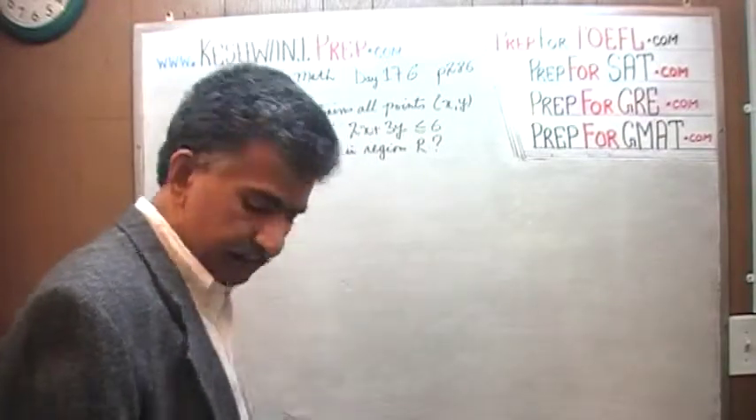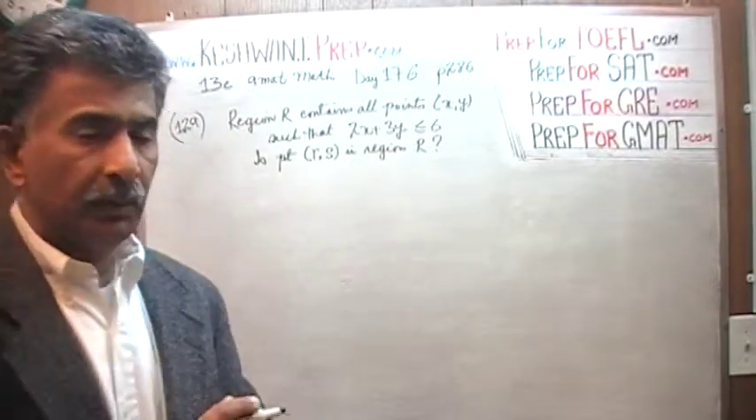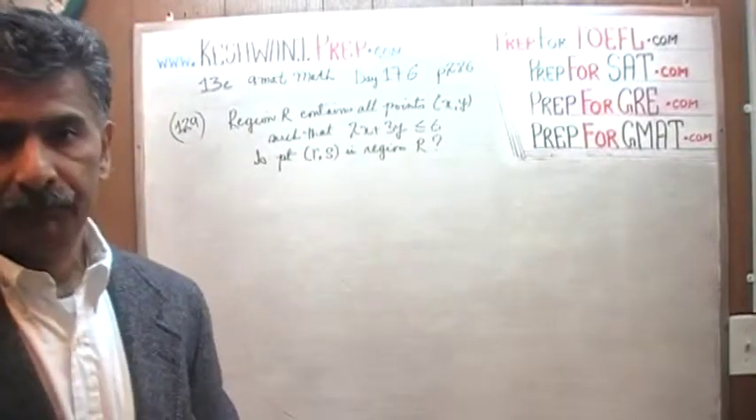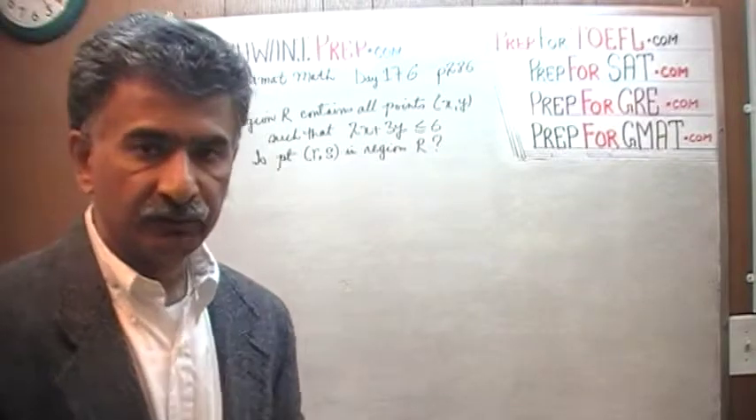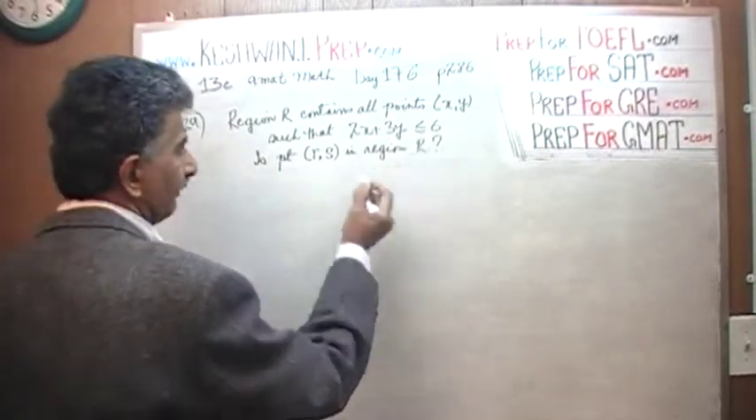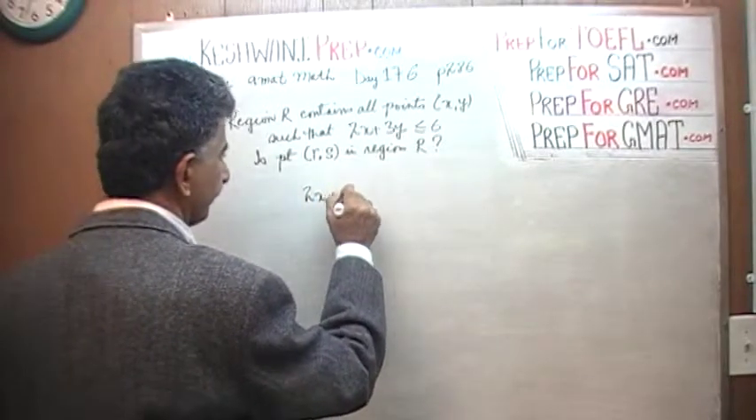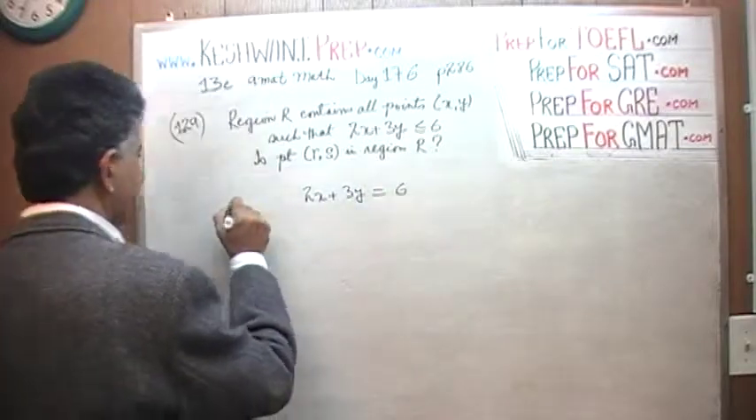We have to know obviously something about the point, but before we worry about that, let's first find out what region it is that they're talking about. And the simplest, quickest, easiest way to take care of that is to start out with a straight line. Forget about this less than or equal to sign. We start out with a straight line here. Let's call it line L.